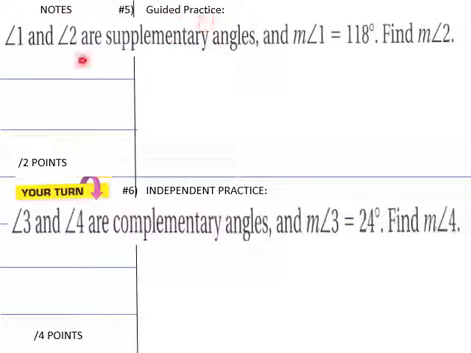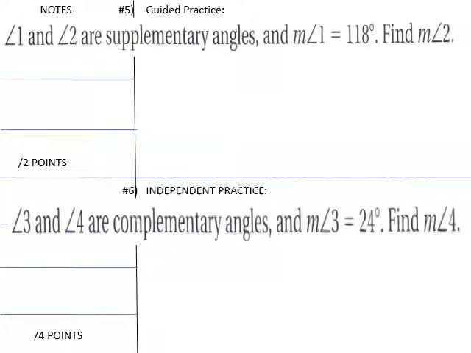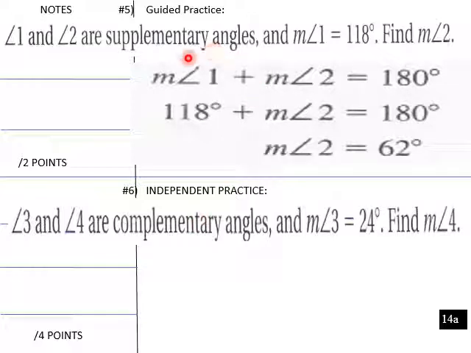Okay, guided practice here. Measure of angles 1 and 2 are supplementary. Angle 1 equals 118. Find the measure of angle 2. And down here for independent practice, students, do that yourself. Here's your equation for finding what angle 1 and angle 2 are. We know angle 1 is 118, so angle 2 is 62 degrees.